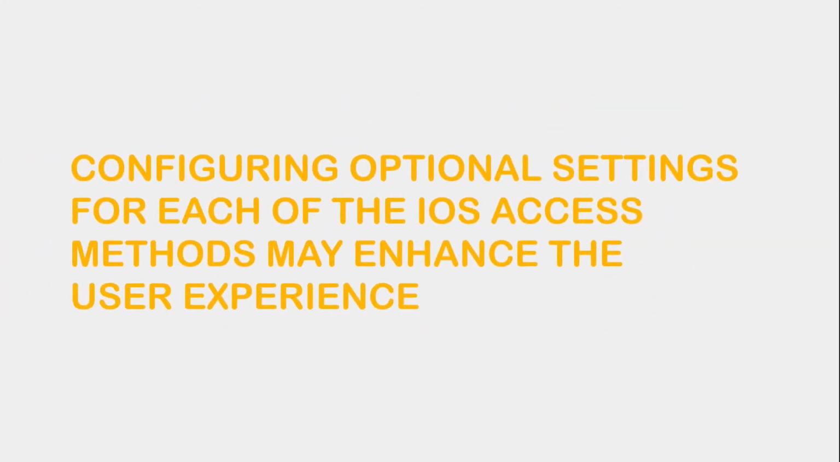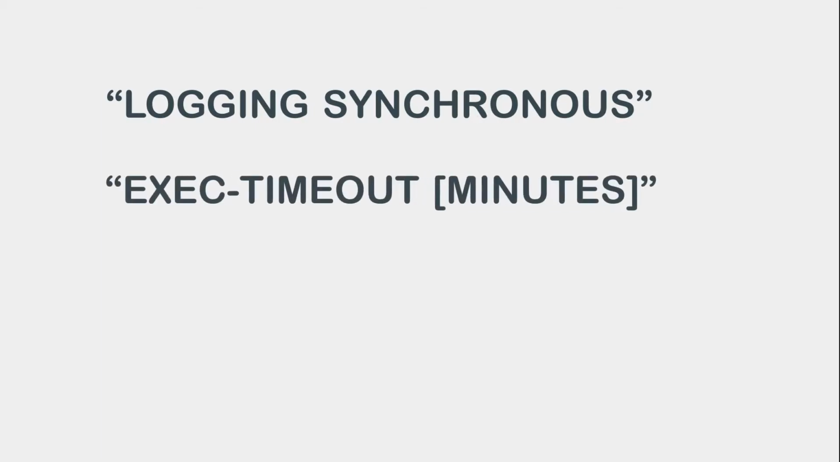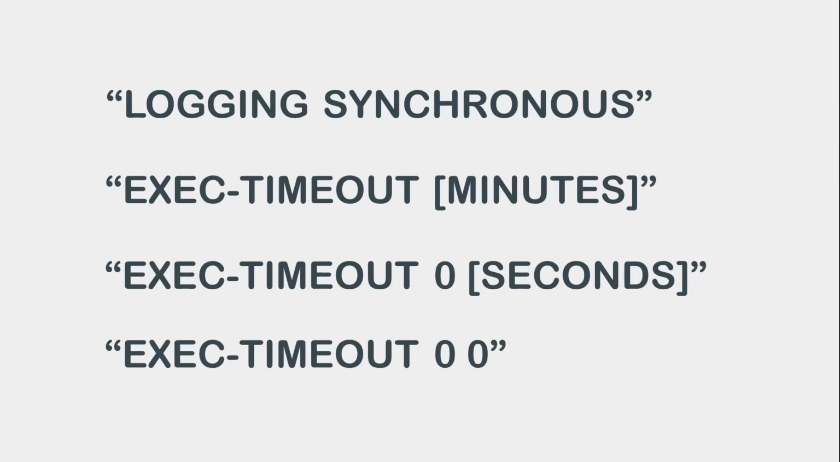Additionally, you can configure optional settings for each of the IOS access methods, which may enhance the user experience. Configurations such as disabling unsolicited console messages while typing and modifying the inactivity timeout. To prevent unsolicited console messages from interrupting the input you are typing, you can execute the following command. To modify the inactivity timeout, which has a default value of 10 minutes, we can execute the line configuration command exec-timeout minutes seconds, for example exec-timeout 5 0. If you want to disable the inactivity timeout altogether, execute the command exec-timeout 0 0.